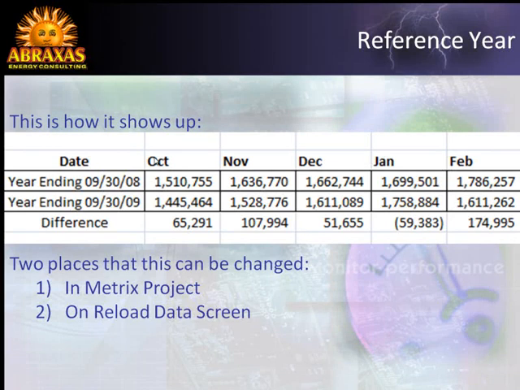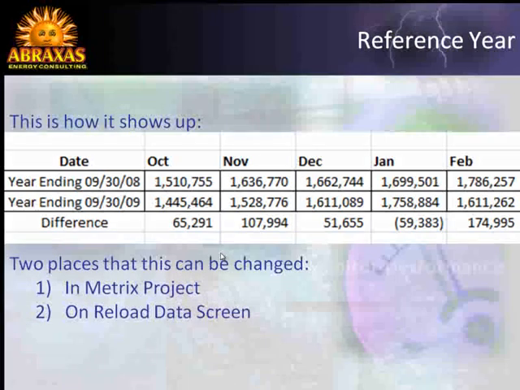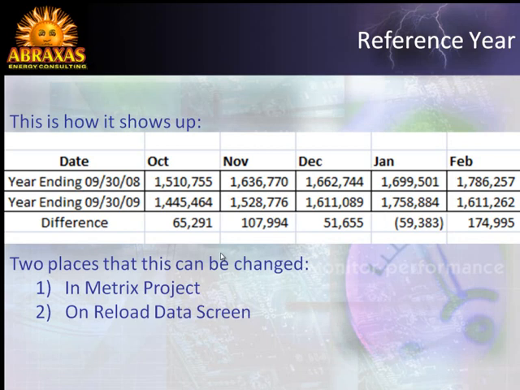So to cater to those clients, you're going to want to adjust this reference here to start in July, or in this case, in October. So there's two places that this can be changed, and I'll discuss the differences in a second. The first is the metrics project. The second is in ReportMaker, so you can change it either in metrics or ReportMaker.